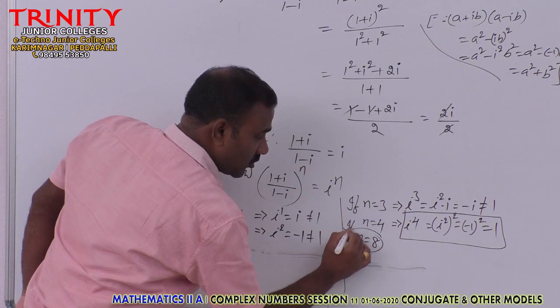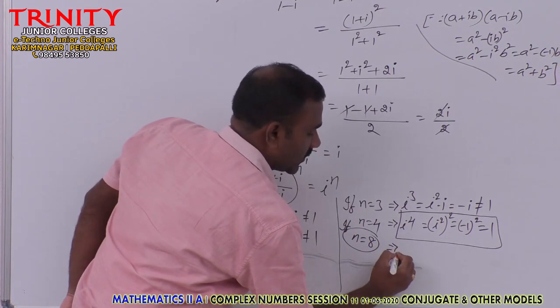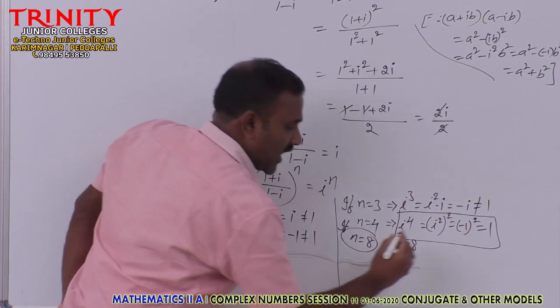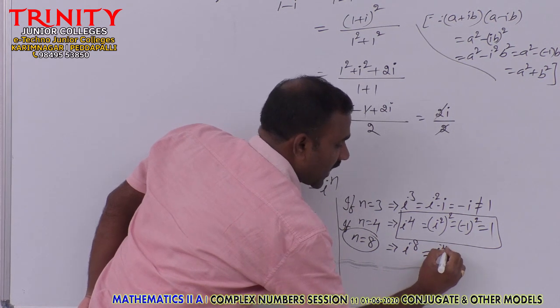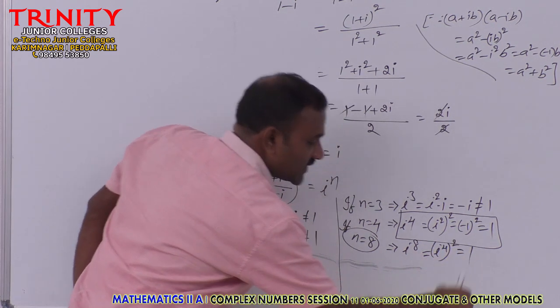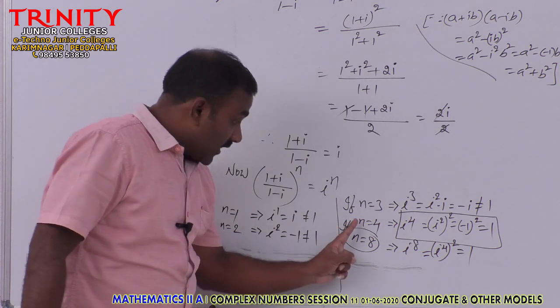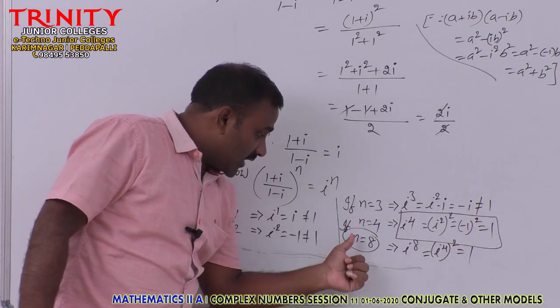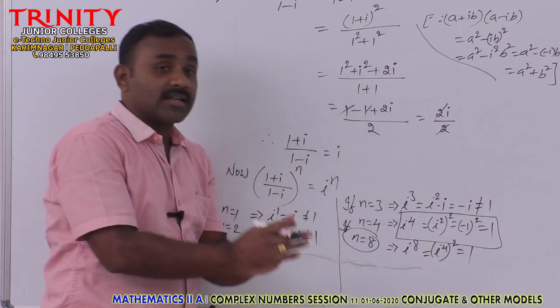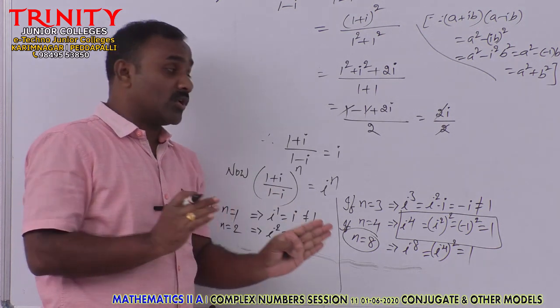If you take n is equal to 8, then what does it become? i to the power of 8 is nothing but i to the power of 4 whole squared. This is also 1. When n is equal to 4, the value is 1. When n is equal to 8, the value is 1. Similarly, when n is equal to 12 also, the value is 1.